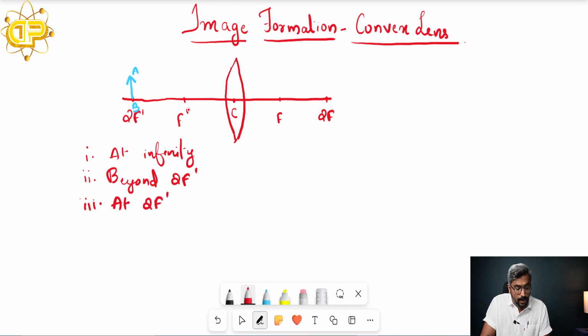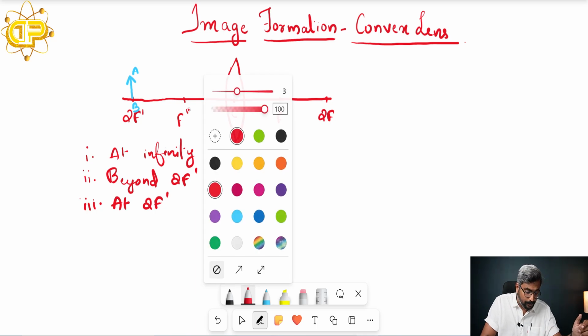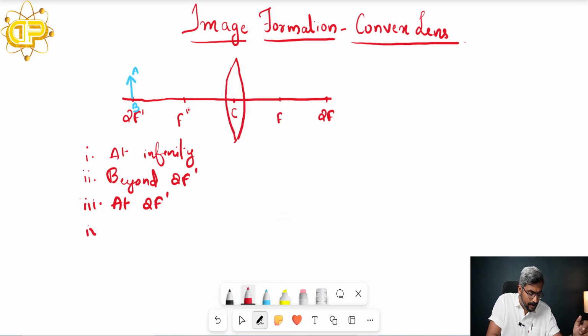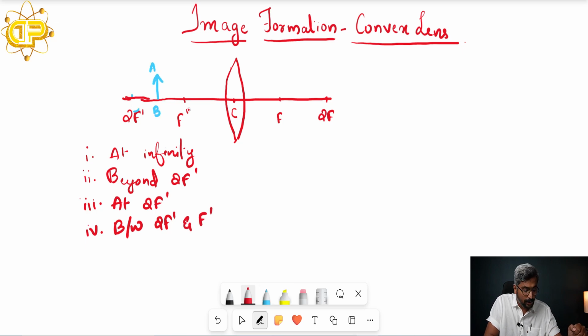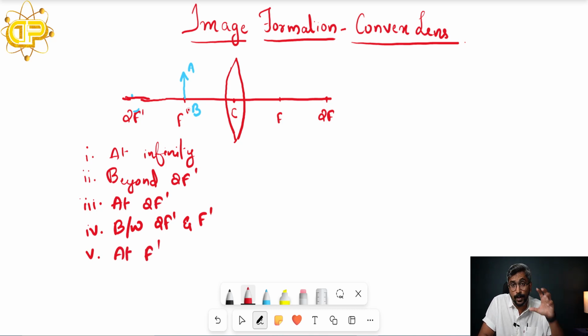Now, what about the fourth case? The fourth case is if I place the object between 2f dash and f dash. Here also we will find out where the image will be formed. The fifth case is if I place the object at f dash. Now here we will see where I will obtain the image.